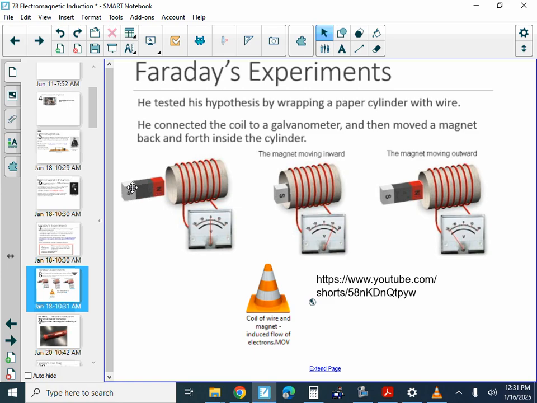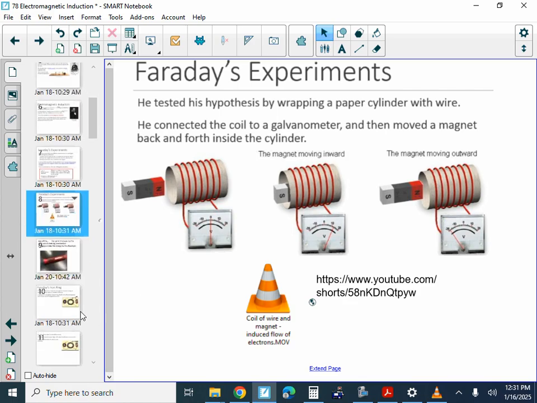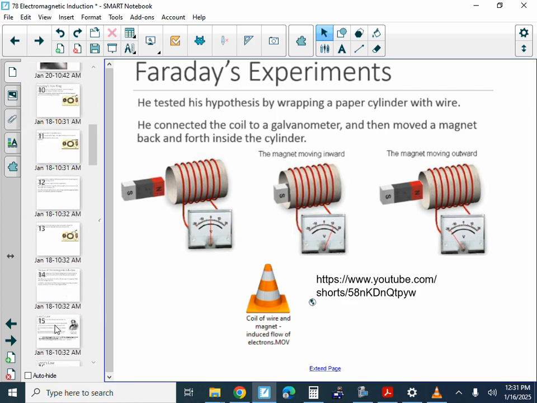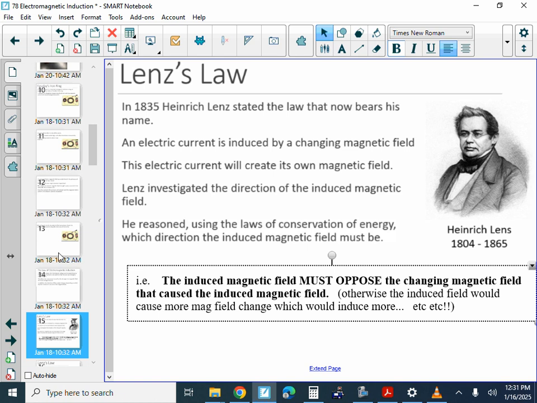So picture north going in towards a coil, and there's going to be electrons flowing to make current flow. I'll show you a video in a second here. Now, I'm a bit ahead of myself here, actually. I want to jump ahead to Lenz's law, because it'll be to do with this video. I'll have to reorder the slides here.